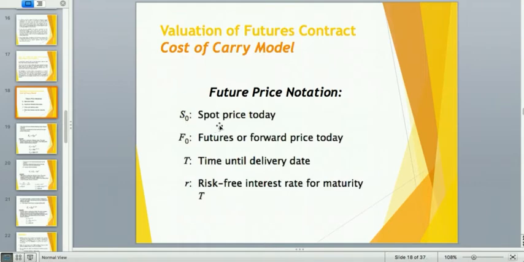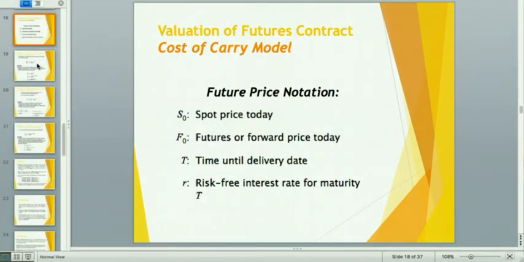S naught is your spot price today. So the price today is S naught. Then we have F naught. F naught is what we are trying to calculate, the futures or forward price. T is the time until delivery date, and R is obviously the risk free interest rate for maturity T. So cost of carry, risk free interest rate. Now let's look at three situations that could be there under valuation of futures contract.